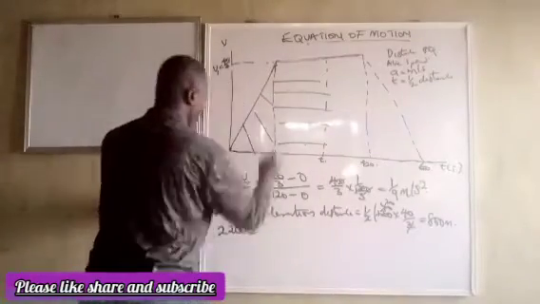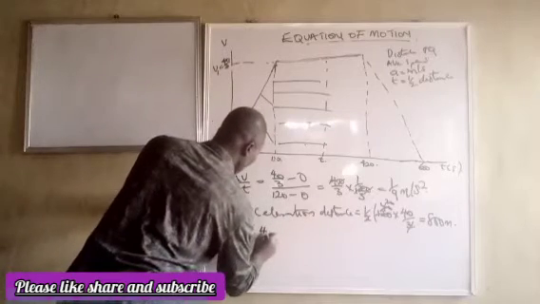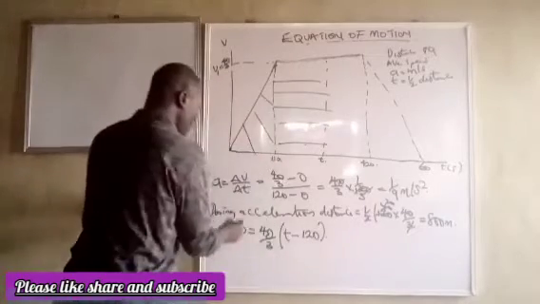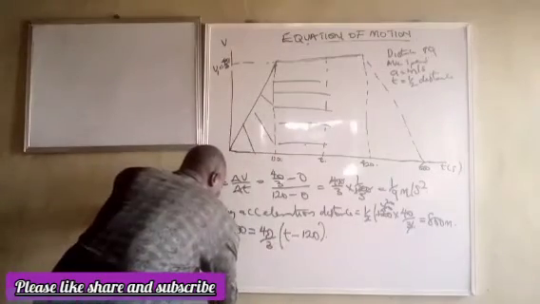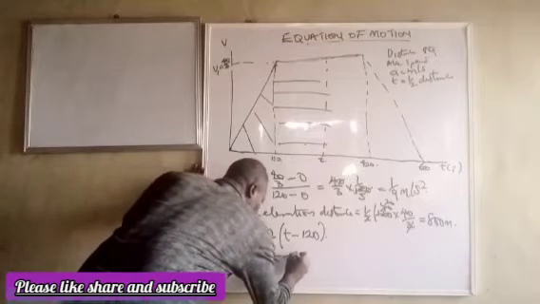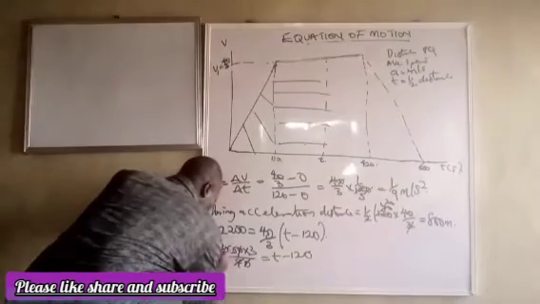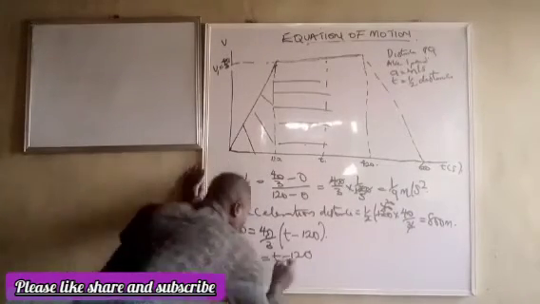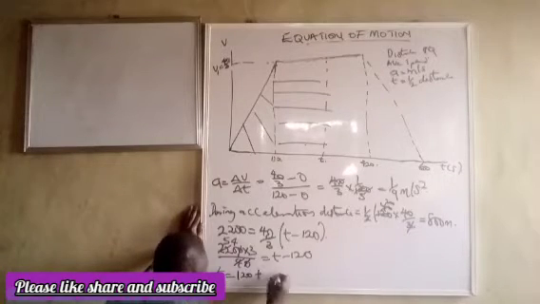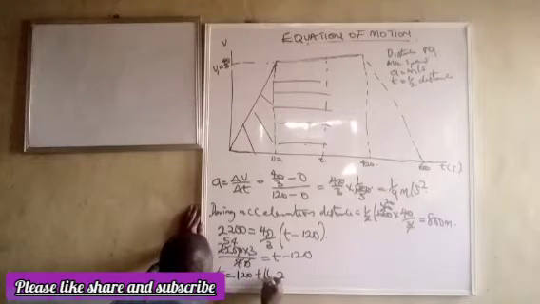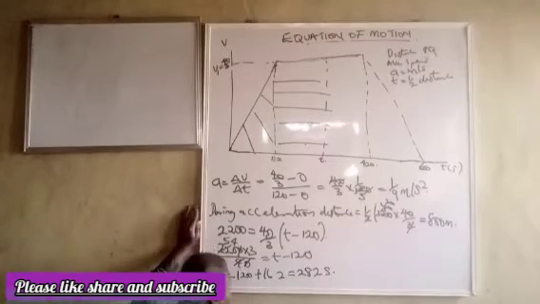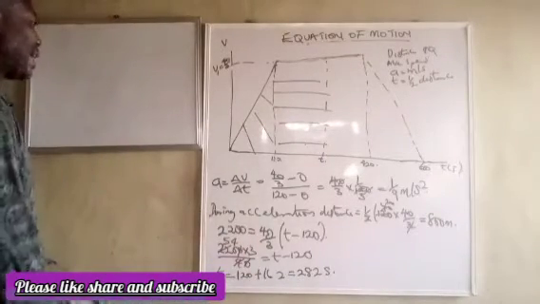And it's going to be 40 over 3 into T minus 120. And that gives me 2200 times 3 over 40 equals T minus 120. So this one gives 165. So T is equal to 120 plus 165, which is 285 seconds. So that happens after 285 seconds.